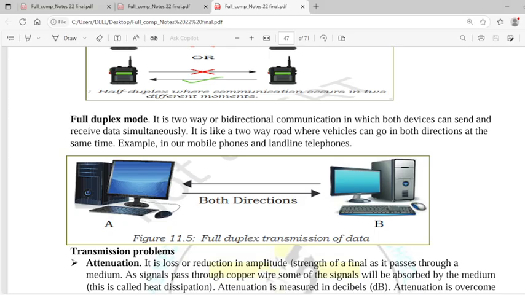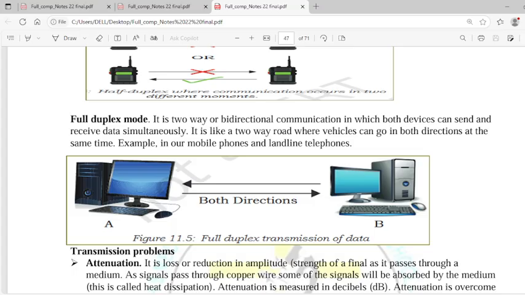Now this is where full duplex is different from half duplex. The similarity is that both of them can send data in both directions, but the difference is that in full duplex the data can be transmitted between the two devices at the same time, but in half duplex it cannot occur at the same time. So full duplex is like a two-way road where vehicles can go in both directions at the same time. Example, mobile phones.